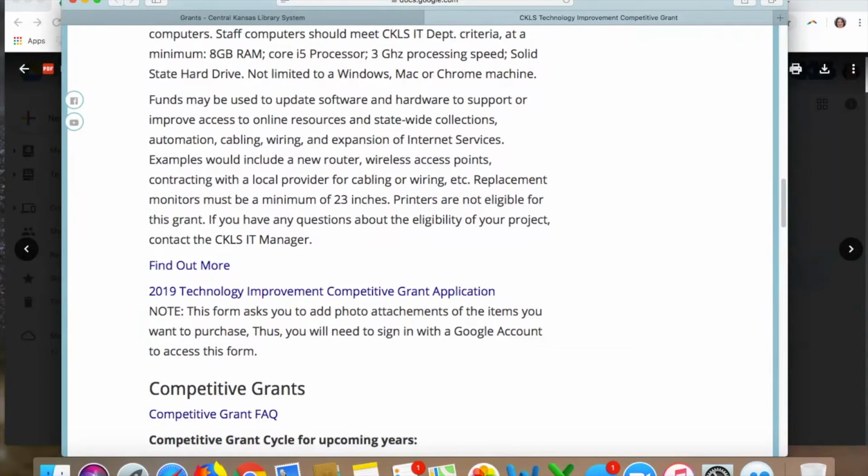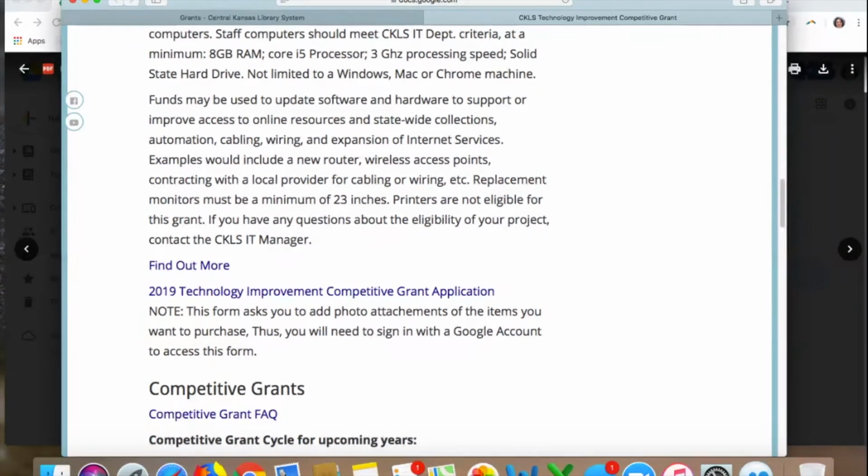I would add another way to hedge your bet on the materials grant is that if you've had CKLS come and weed and they said that this is an area that you need to update in your library, and in your grant you say CKLS consultants suggested that we update this section of the library, that's going to be really strong. Yes, I think that's Marilyn, this is Patty.